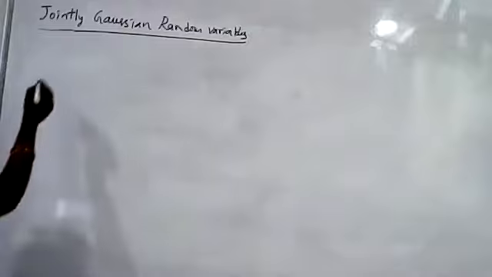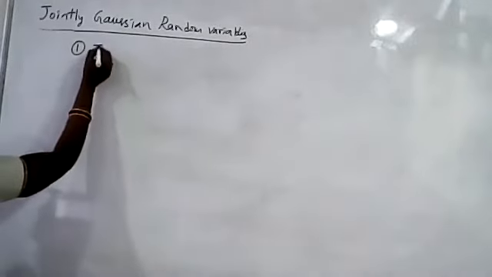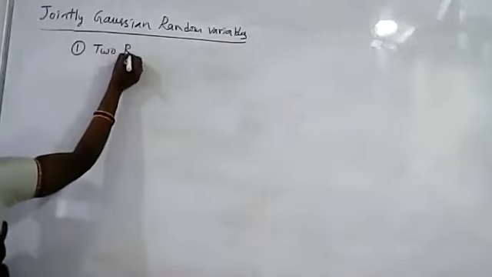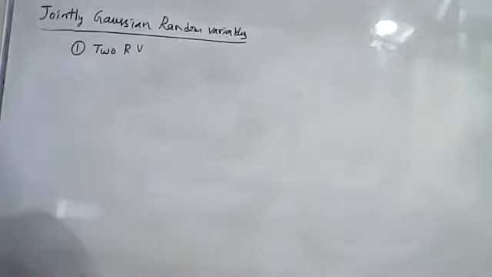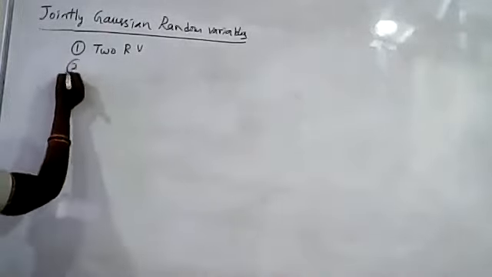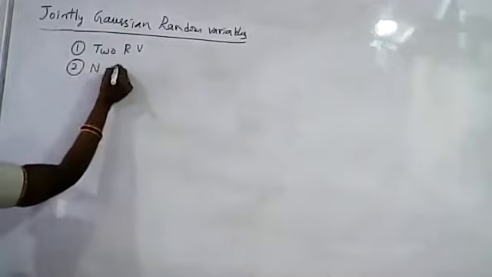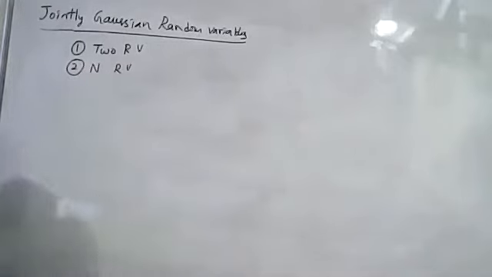Jointly Gaussian random variables. Here we will be discussing jointly Gaussian random variables for two cases. In the first case, we are taking only two random variables. For two random variables, what is the joint Gaussian random variable? How do we know? And for n random variables, these are the two cases we will be discussing. The first one is two random variables. The second one is considering n random variables. Now first we will consider two random variables.